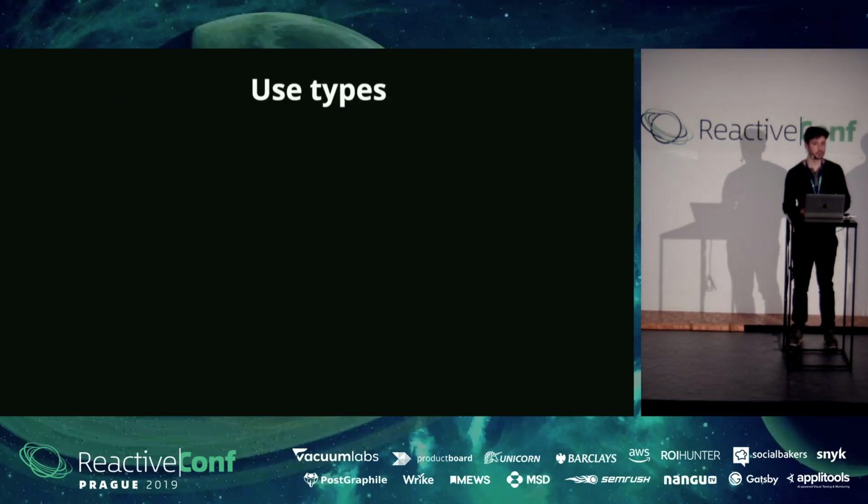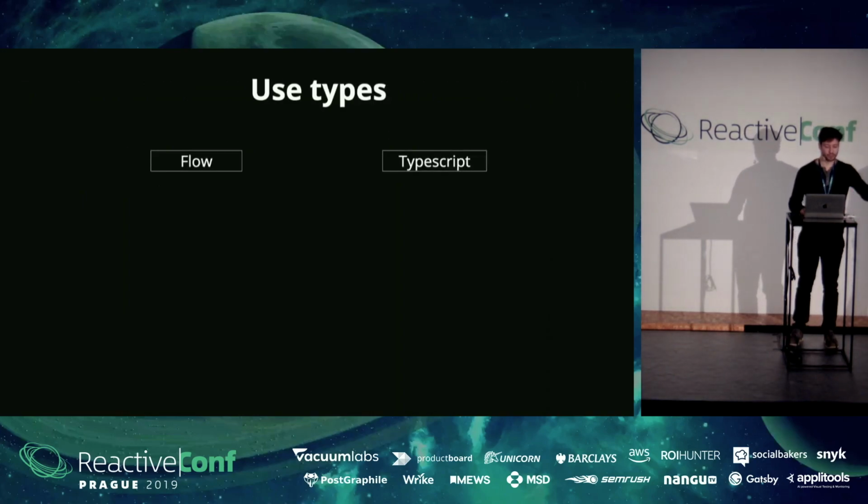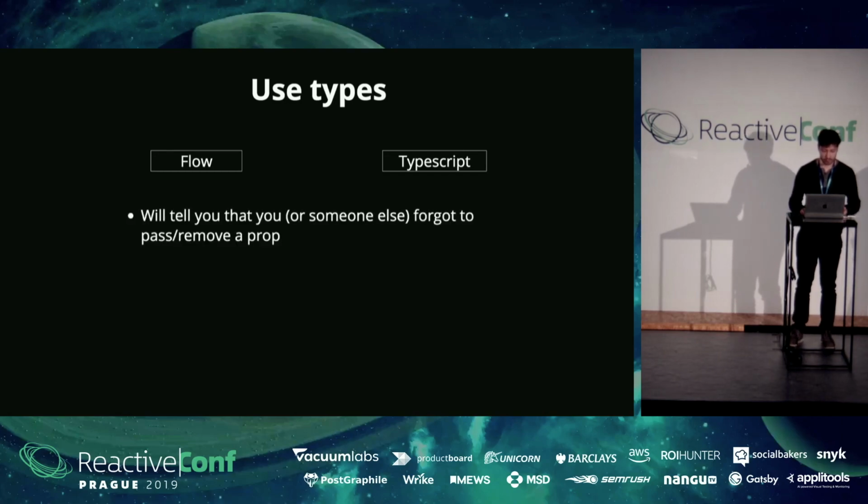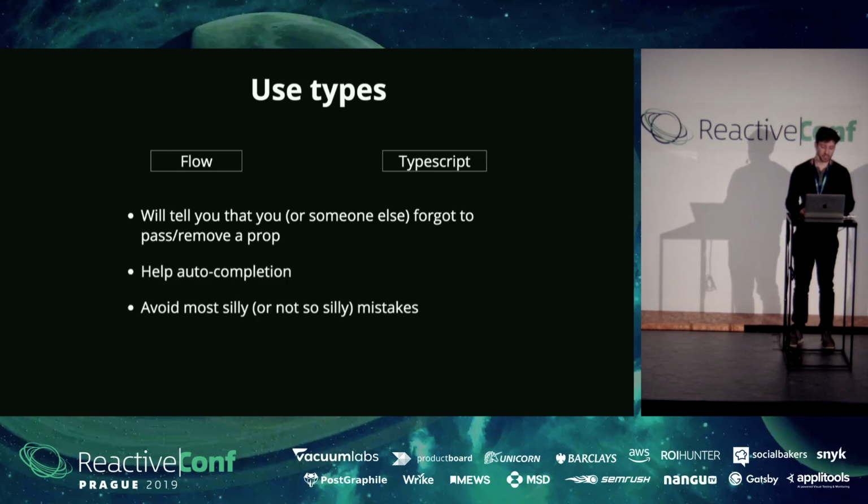Finally, make sure to use types. Either Flow or TypeScript, I don't care. Just types will tell you that you forgot to pass a prop or to remove a prop. It helps for auto-completion. It avoids most silly mistakes, or not so silly sometimes. It helps to document the objects.